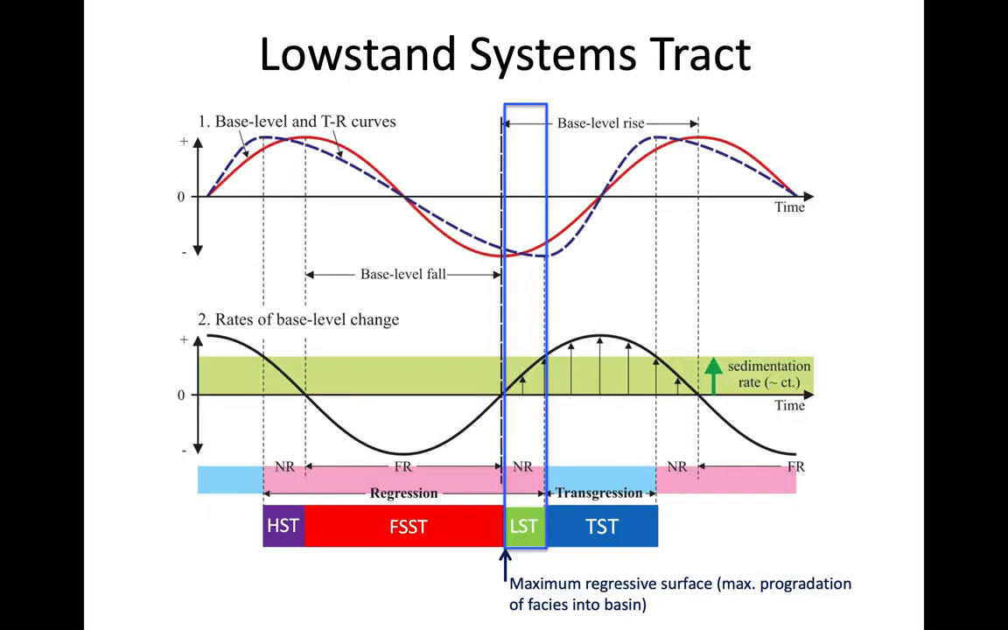Okay, so the LST is that maximum regressive surface, otherwise known as the ravinement surface, or the MRS. You can call it a whole bunch of different things. It's the maximum progradation of facies. Remember, progradation goes with regression, just as retrogradation goes with transgression.